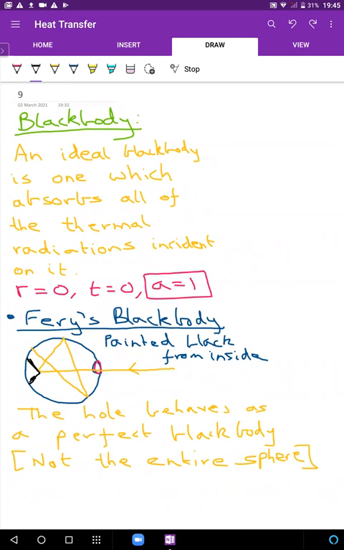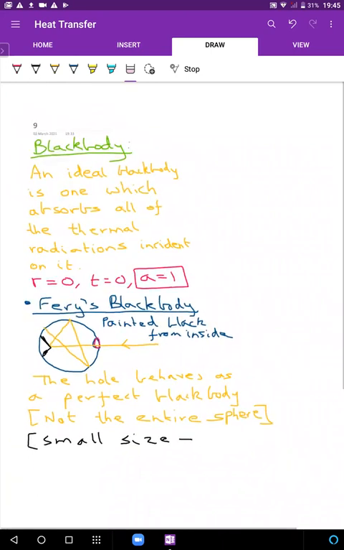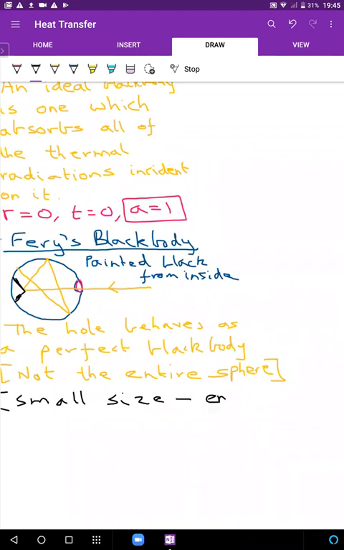Yeah, so it's painted black from the inside. It's also small in size. Small size ensures low probability of the rays coming back out. Okay. Any doubts in this? Yes, yes, please note this down, if you're writing, that is.